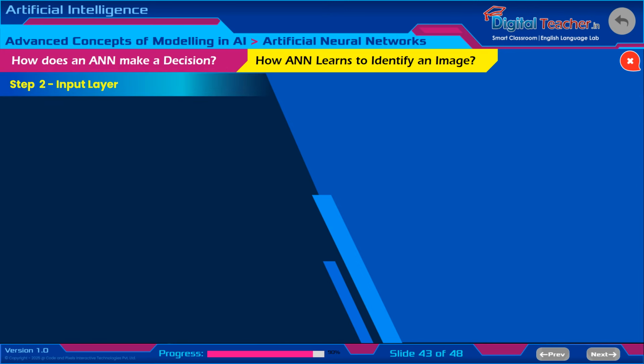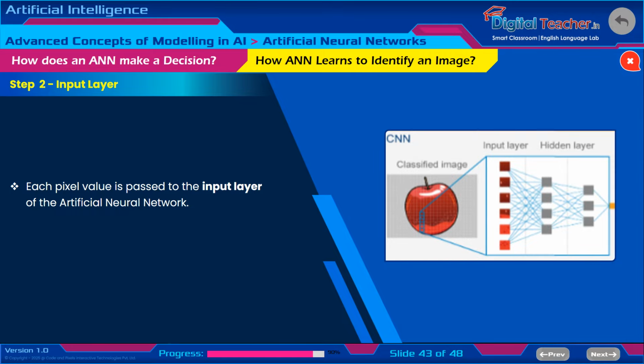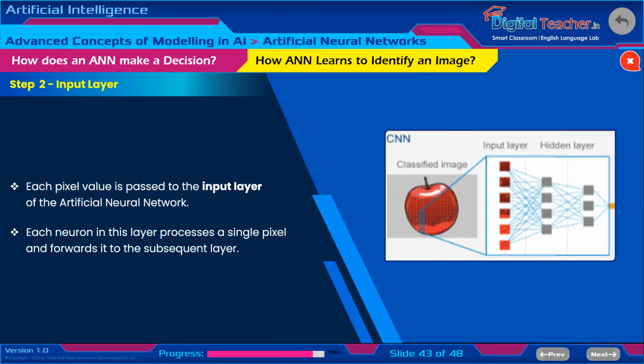Step 2. Input layer. Each pixel value is passed to the input layer of the artificial neural network. Each neuron in this layer processes a single pixel and forwards it to the subsequent layer.